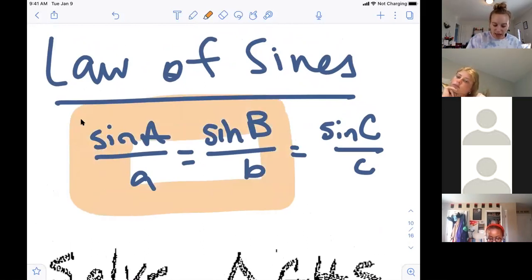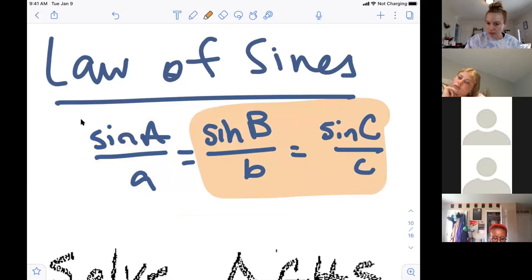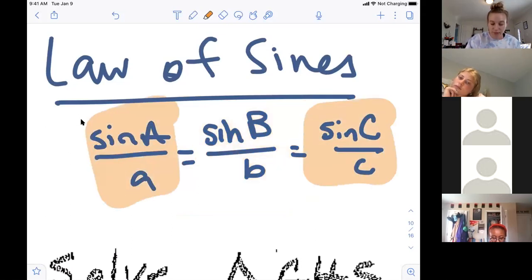So we might do A and B together and set that up as an equation. We might do B and C together, set that up as an equation. And then we might do like A and C. We might just kind of cut and paste. It doesn't really matter. In order to find one piece of information, you need 3 others. So you either need 2 angles and a side, or you need 2 sides and an angle. Those are kind of the possibilities that we have here.